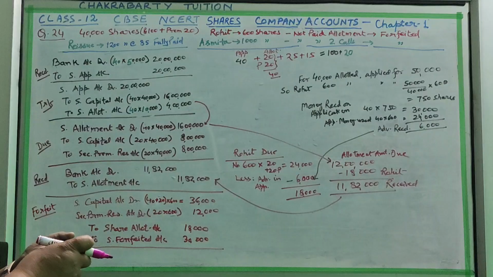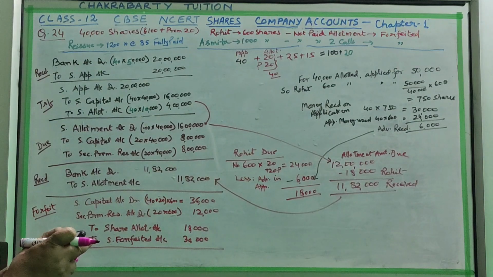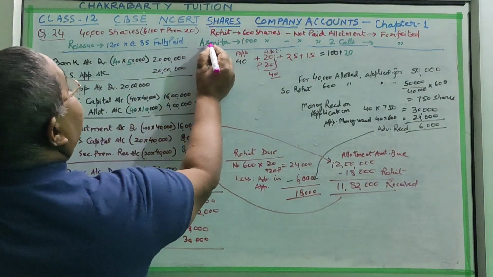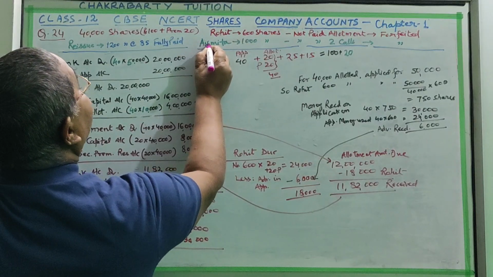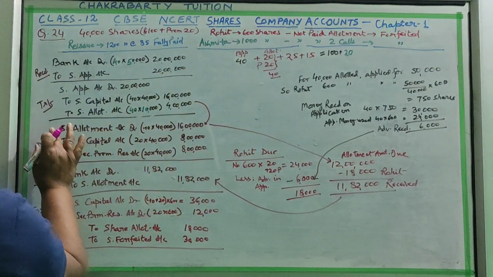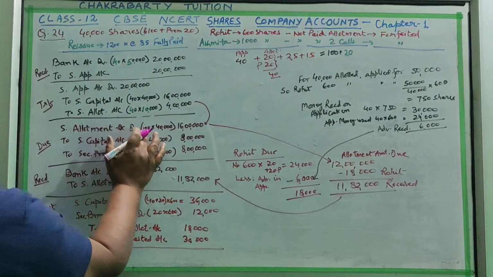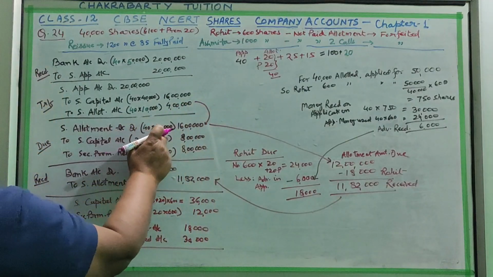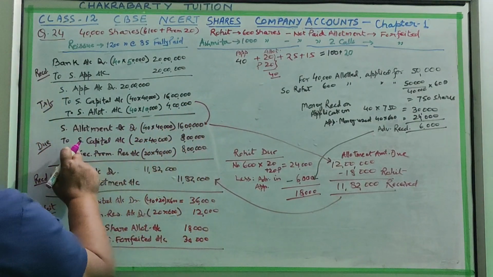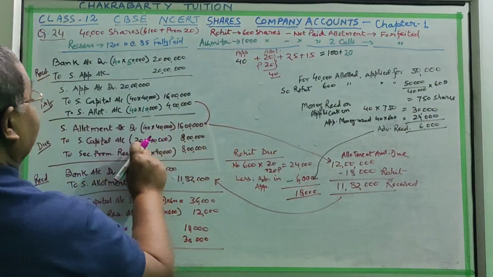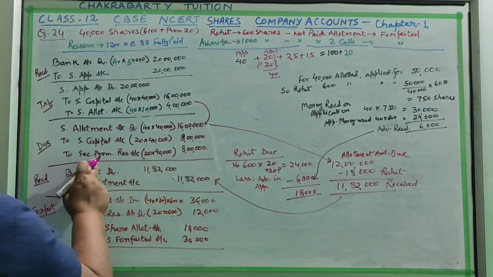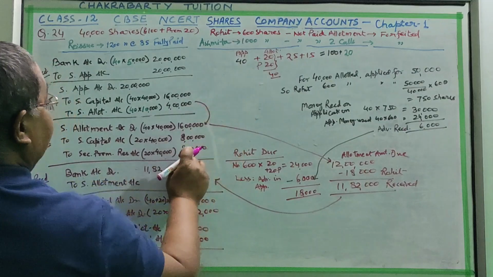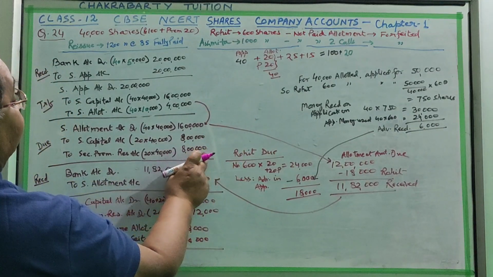Now further, Rohit, to whom 600 shares were allotted, failed to pay allotment money, and his shares were forfeited after allotment. Now first we will make the due entry. So share allotment account will be debited by 40 rupees, 20 plus 20, 16 lakhs will come. Share capital, 20 into 40,000 shares, 8 lakhs will go. And premium also 20 into 40,000 means 8 lakhs will go to the premium.